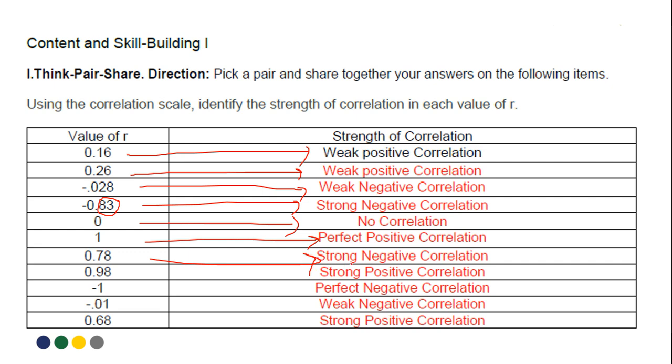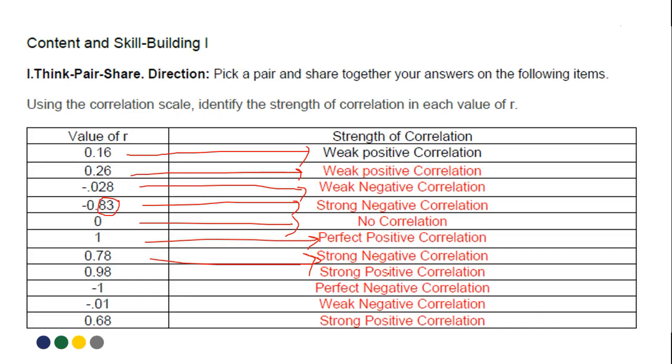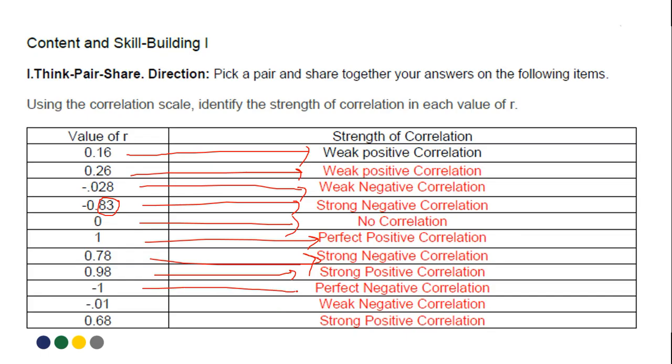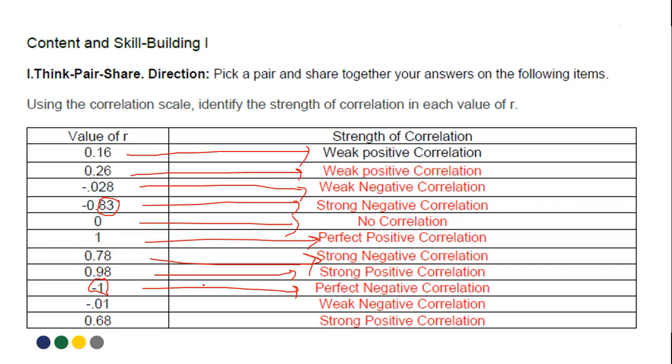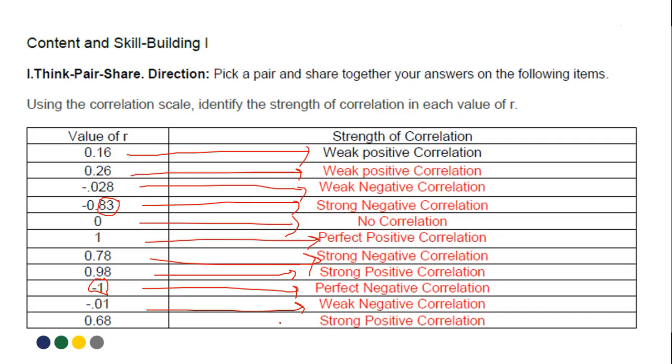So, 0.78 is strong pa rin. Kasi nandito siya, oh, sa pagitan ng strong at ng perfect. So, nandito pa rin siya sa strong positive correlation. Another strong kasi 0.98 is approximately located between 0.75 and 1. Strong positive pa rin. So, perfect siya pero negative siya kasi negative 1 yung ating given. Dito naman is weak negative kasi 0.01 is located between weak 0.25 and 0. So, weak negative correlation is correct.